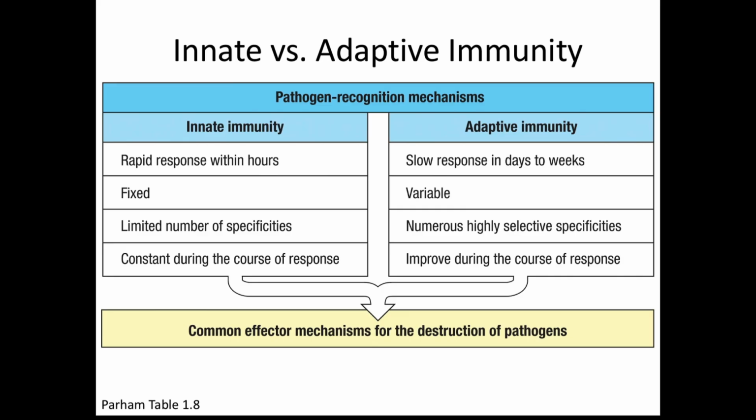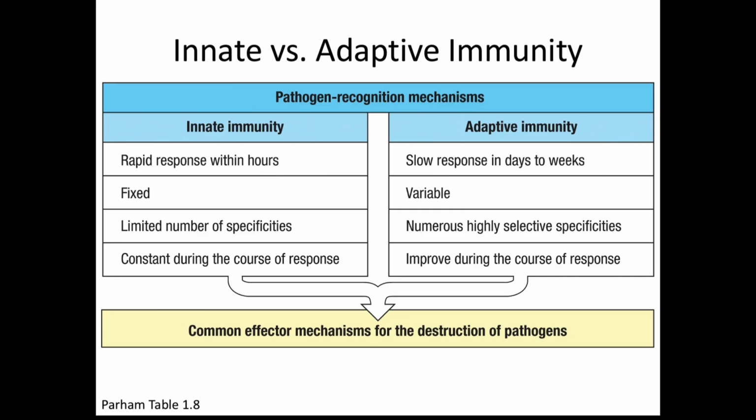Jazz kind of composes the innate versus adaptive. So adaptive involves B cells and T cells, which are called lymphocytes, or they are part of the lymphoid lineage. What about innate? Neutrophils, macrophages, and NK cells. Well, we haven't talked about NK cells yet, but neutrophils, macrophages, dendritic cells.